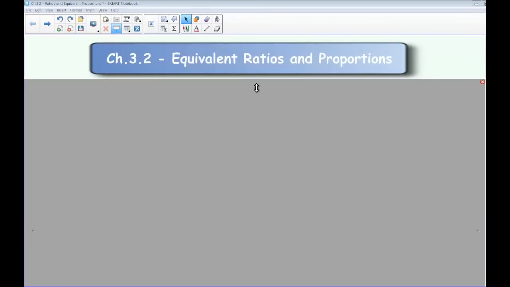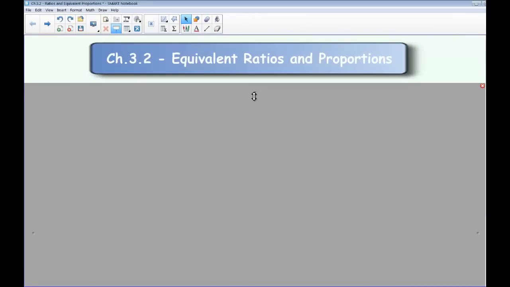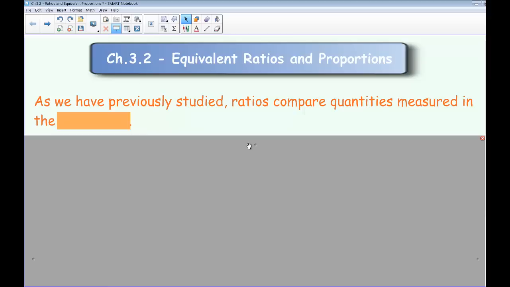Chapter 3.2, Equivalent Ratios and Proportions. Now, as we have already previously studied in the first chapter of the year, ratios compare quantities that are measured in the same units.